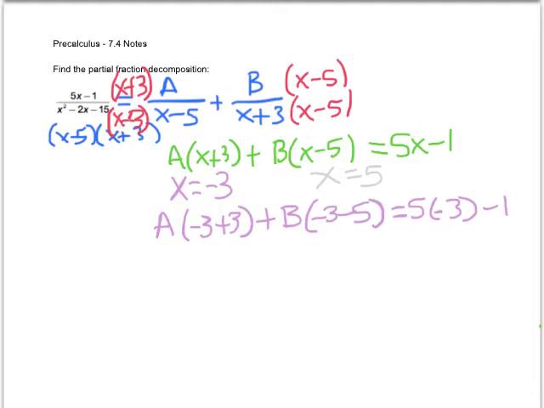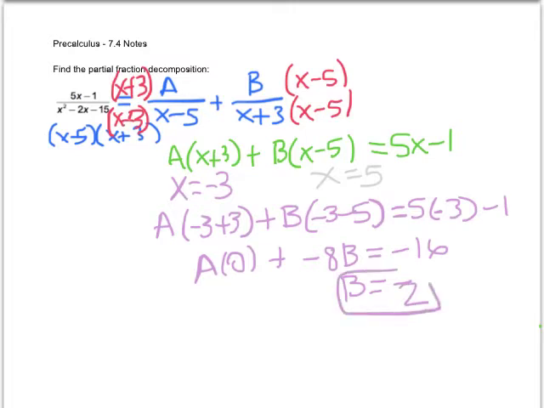Solve this out, and what's going to end up as the only variable is going to be b. So a times 0 plus negative 8 times b equals, and this is going to be negative 15 minus 1, negative 16. So guess what? B equals 2.